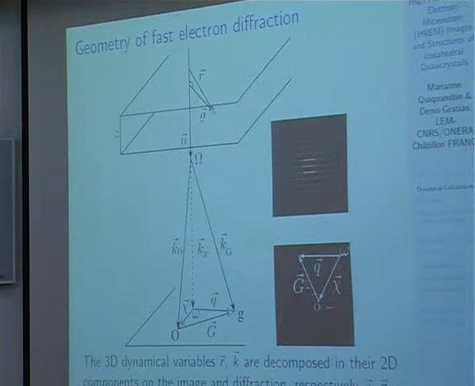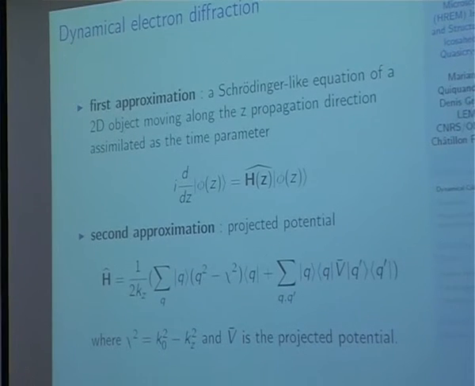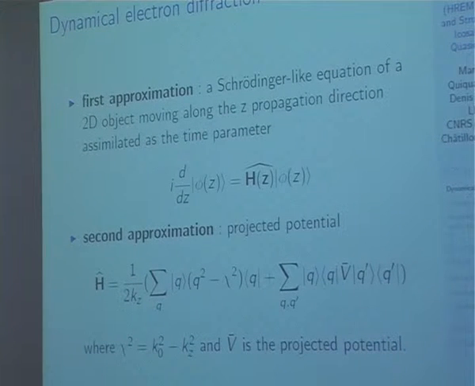ρ and Q. During the 70s and 80s, the description of dynamical electron diffraction was developed through the approximation of a Schrödinger-like equation of a two-dimensional object moving along the z propagation direction, assimilated as the time parameter. And this Schrödinger-like equation is like that.